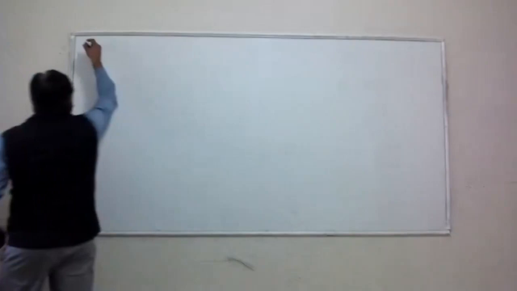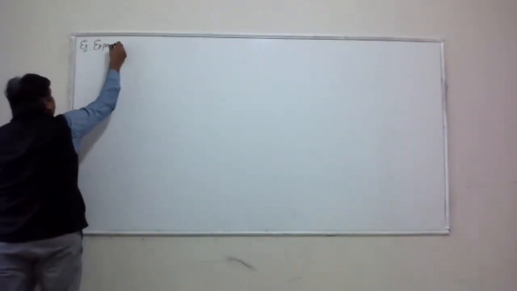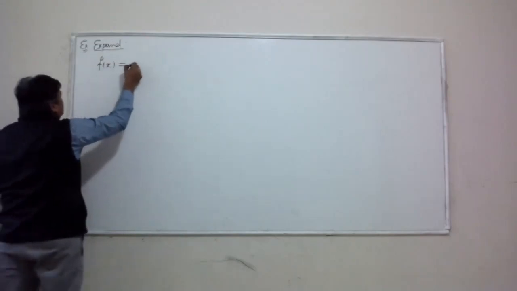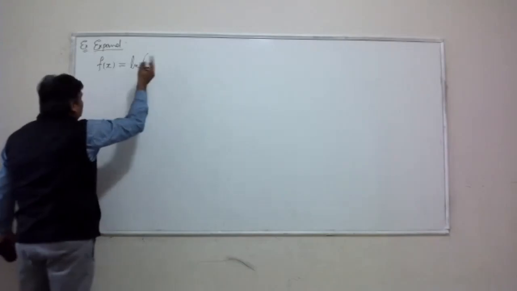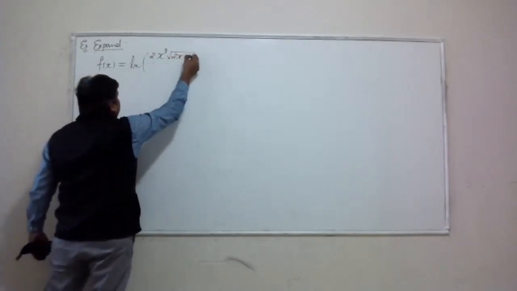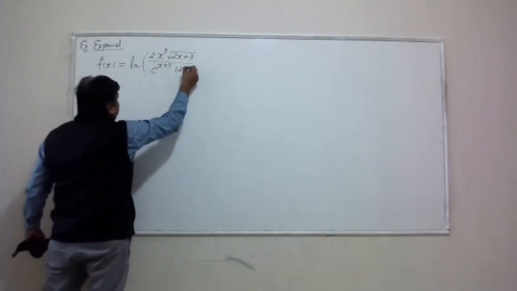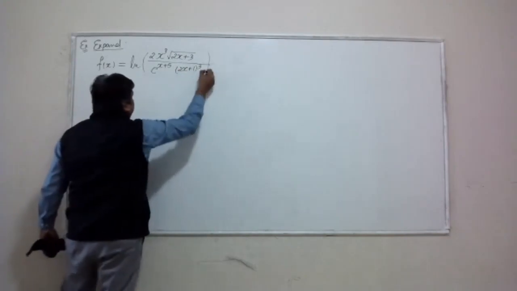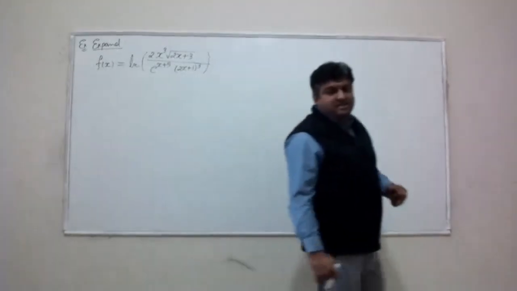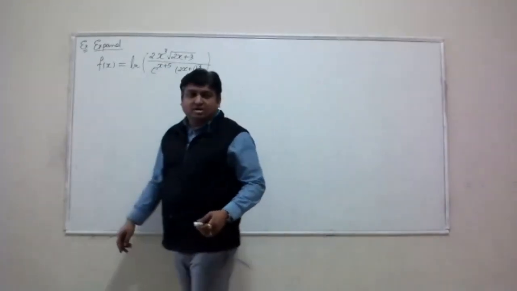So let's say I give you this problem: expand the following expression. Suppose I give you a function in the form of, let's say, log of 2x cubed square root of 2x plus 3 e to the x plus 5 times 2x plus 1 cube. All right. Obviously, in order to expand this, I will have to calculate the number of distinct factors inside that log.